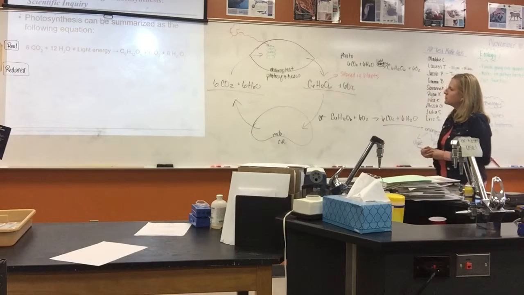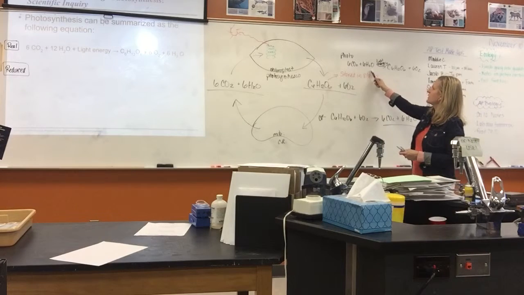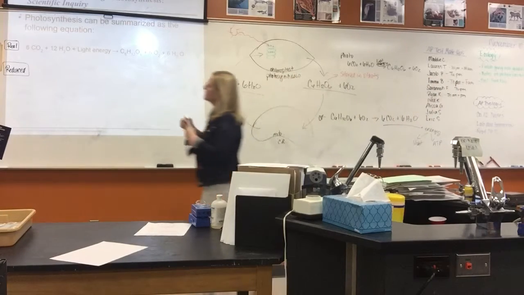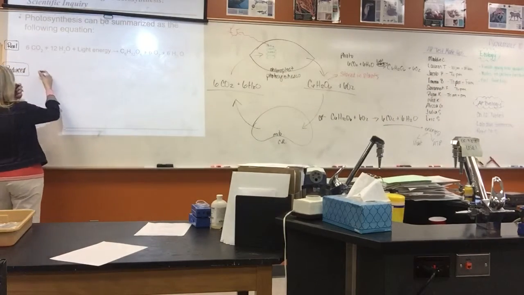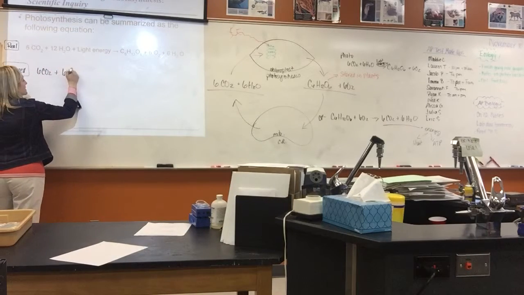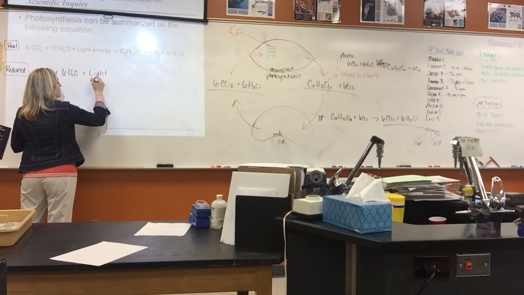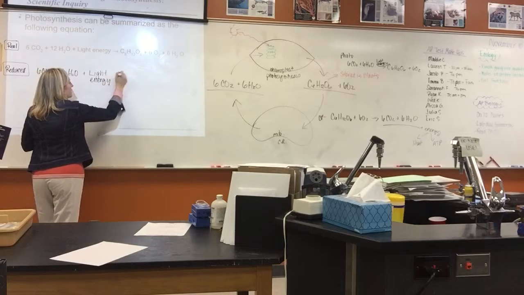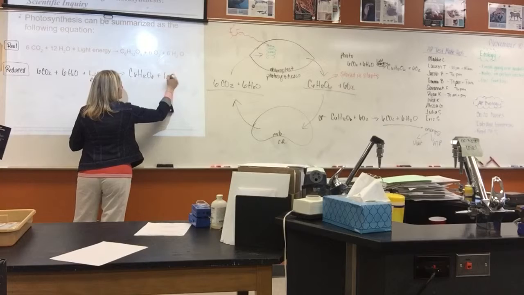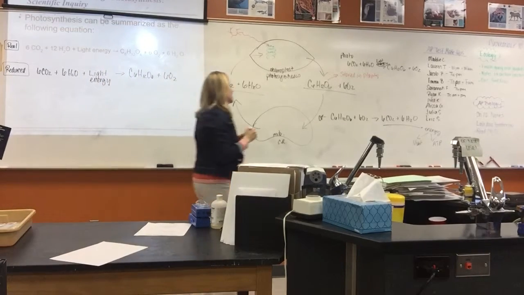All right, so the reduced is what we've done here, the opposite of cellular respiration. So the reduced would be 6 CO2s plus 6 H2Os plus light energy gives you C6H12O6, which is glucose, and 6 oxygens, and we'll leave out the 6 waters.